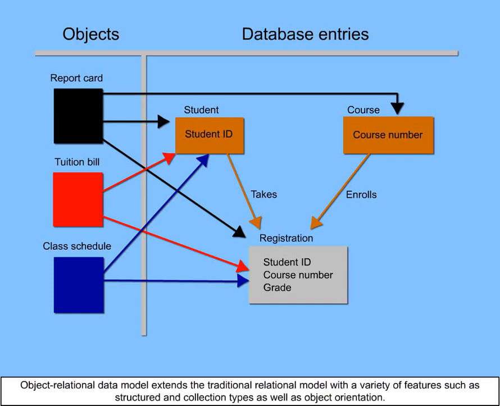Object relational data model extends the traditional relational model with a variety of features such as structured and collection types as well as object orientation.